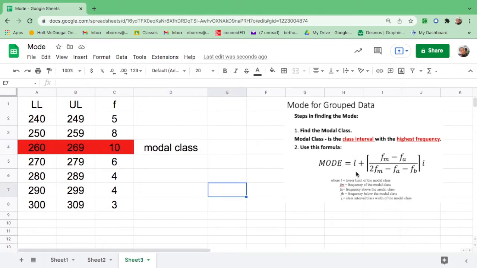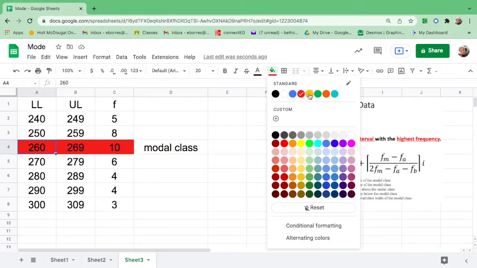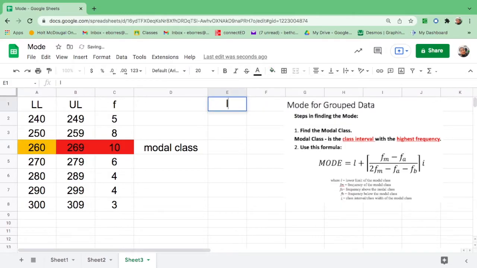Then let us identify each part of the formula. L is the lower limit of the modal class. If this is our modal class, its lower limit is 260. So let's put the value here, 260. Then FM is the frequency of the modal class. If this is our modal class and this is the frequency, therefore, the frequency of the modal class is 10.